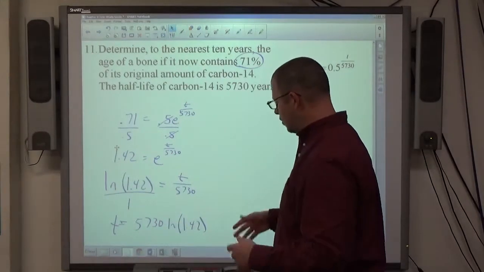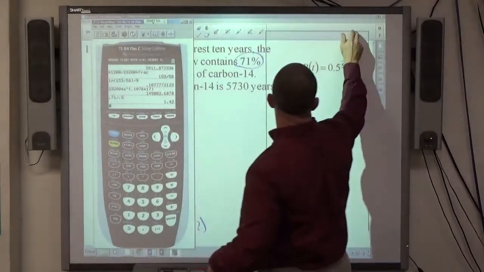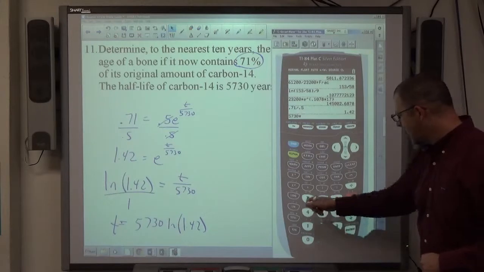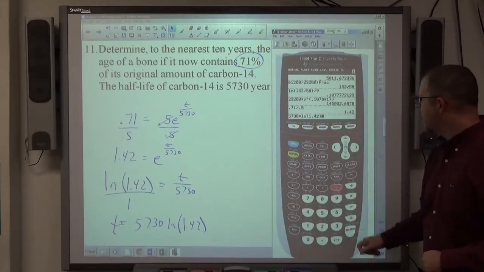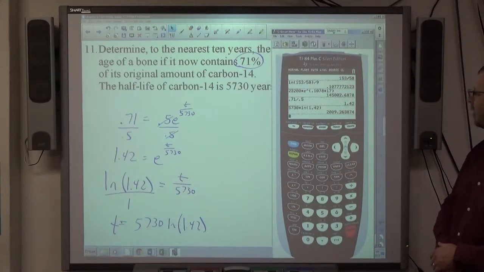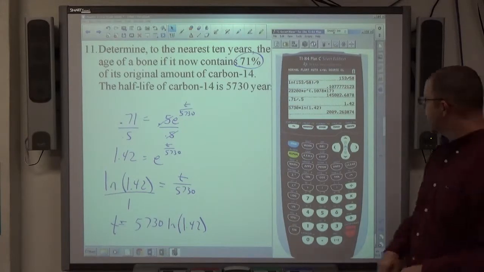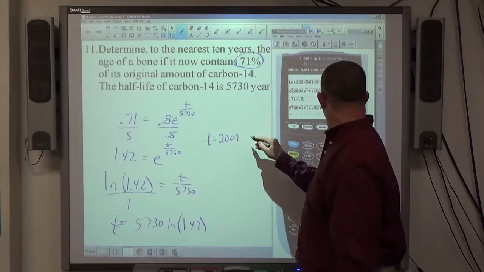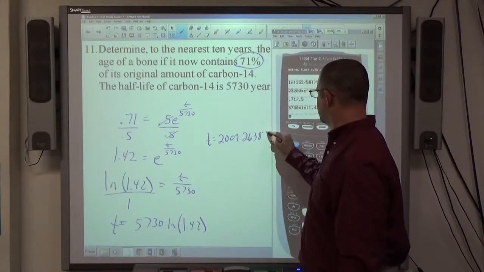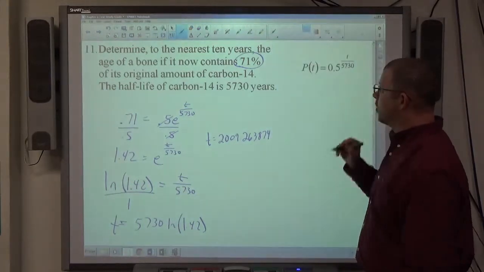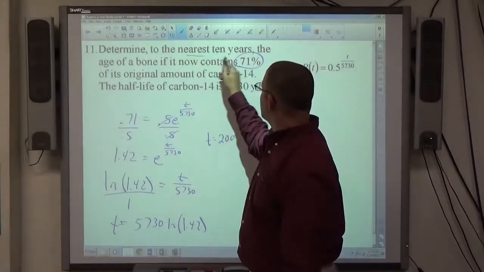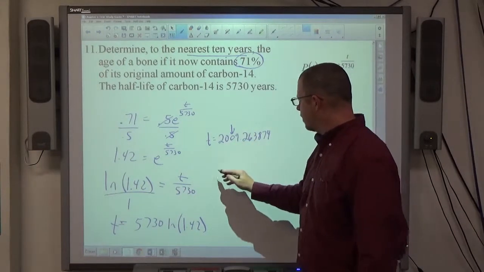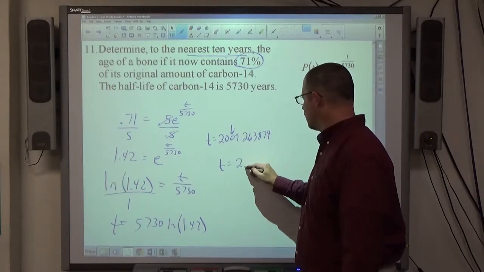And then of course I have to actually get a decimal approximation for that, so I get my calculator out. 5730 times ln 1.42 in parentheses equals, comes out to 2009.263874. That's how many years it would take to be 71%. They said to the nearest 10 years. There's my tens place. So that's going to round up to 2010. So t equals 2010 years.